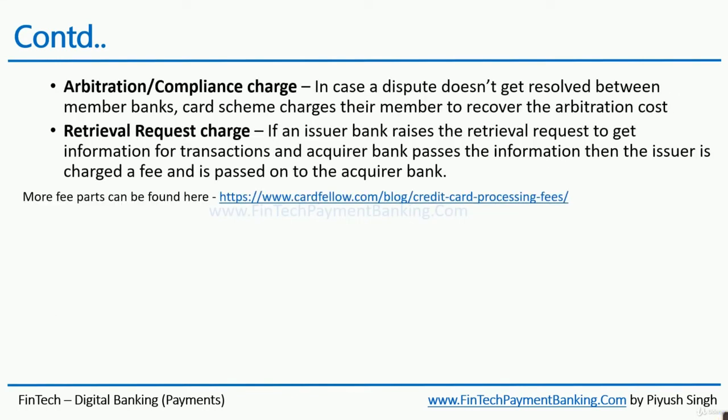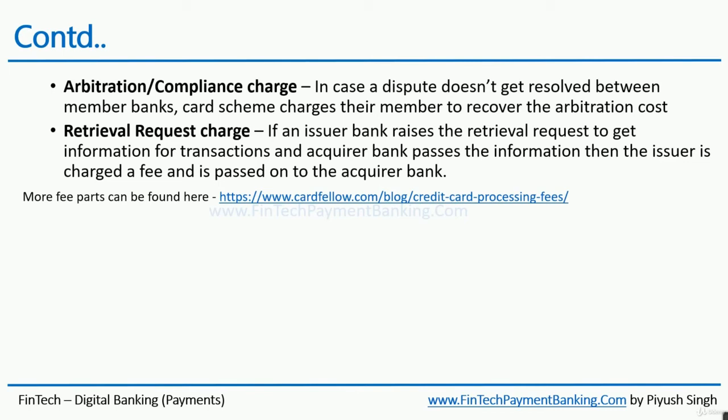The next charge is an arbitration or compliance charge. It could be a case in which the issuer bank does not agree with the acquirer bank, or the acquirer bank does not agree with the issuer bank, on a few transactions and there's a dispute. Generally a dispute gets solved between the acquirer bank and issuer bank. In cases where the issue does not get resolved between its members and the scheme has to pay any arbitration fee, it recovers that cost from the related party.